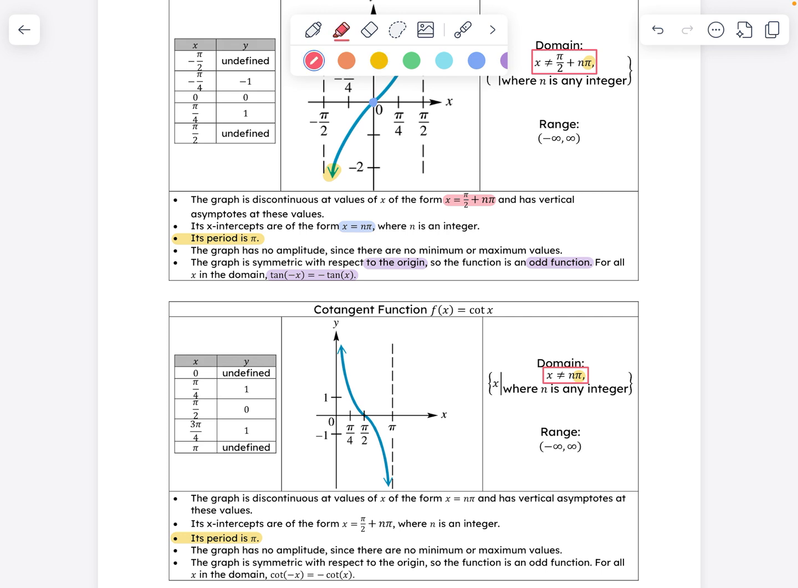So the graph is discontinuous where we have those asymptotes, at the vertical asymptotes where x equals n pi. And you'll notice this time our x-intercepts are of the form x equals pi over 2 plus n pi. So you can see that the asymptotes and the x-intercepts have kind of switched places here.